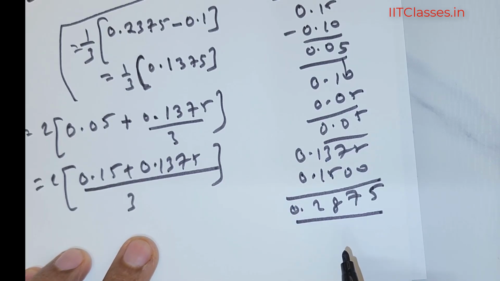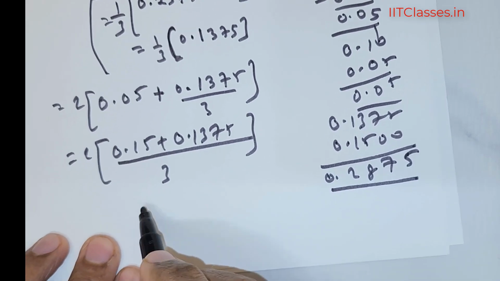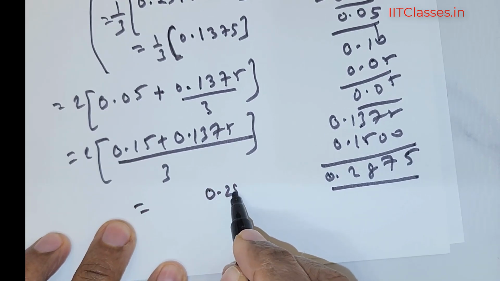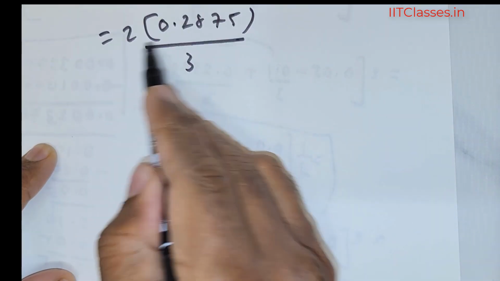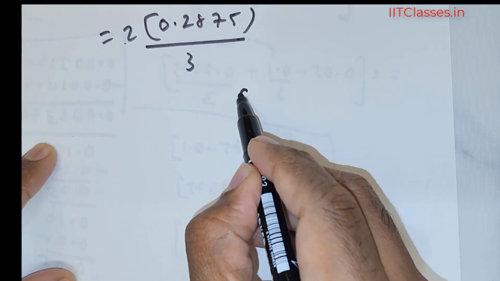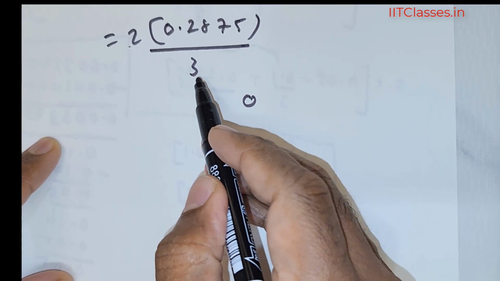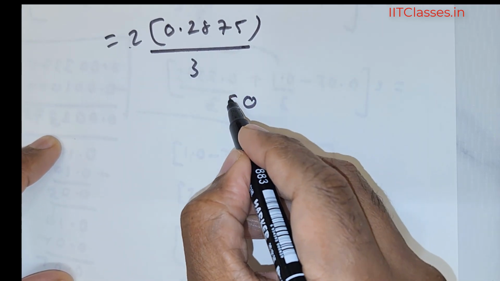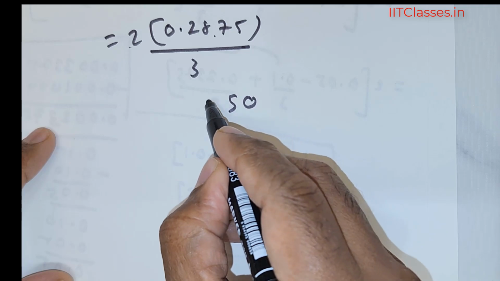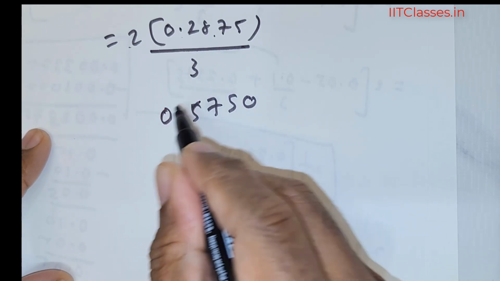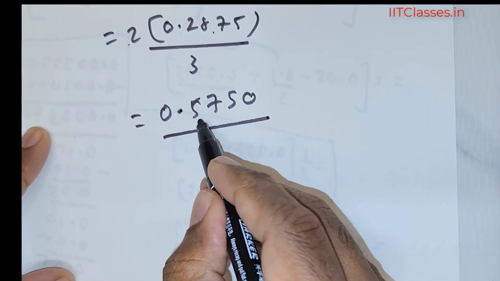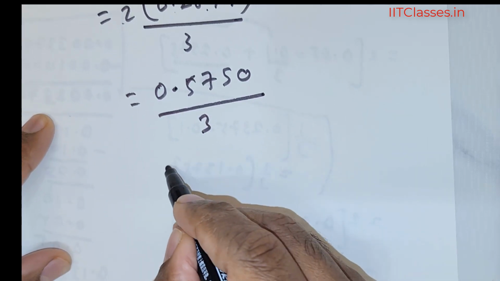You get 0.2875. 0.2875 multiplied by 2 divided by 3. So you multiply by 2, what do you get? 2 5s are 10, 7 2s are 14, 15, 8 2s are 16, 17, 2 2s are 4, 5. You have a decimal point there. So this is what you get, 0.5750 divided by 3.